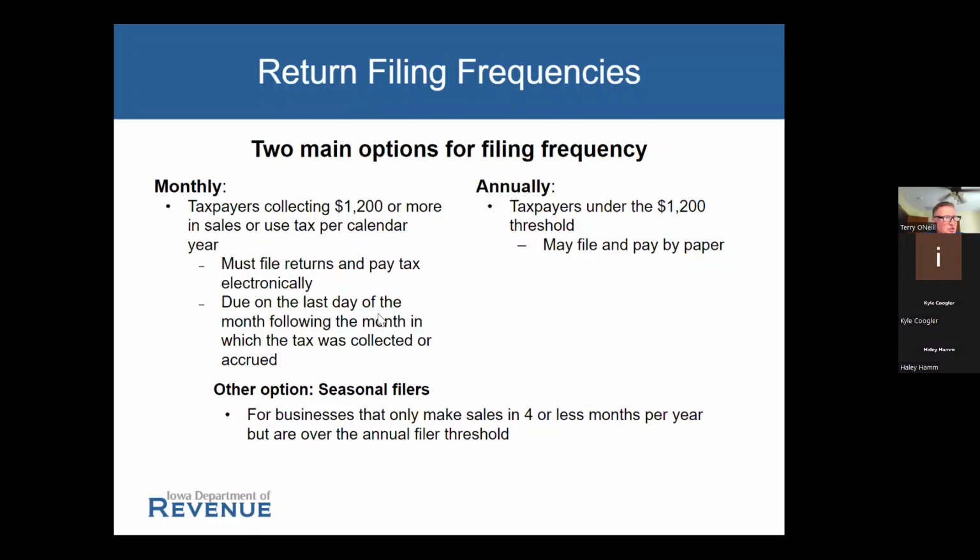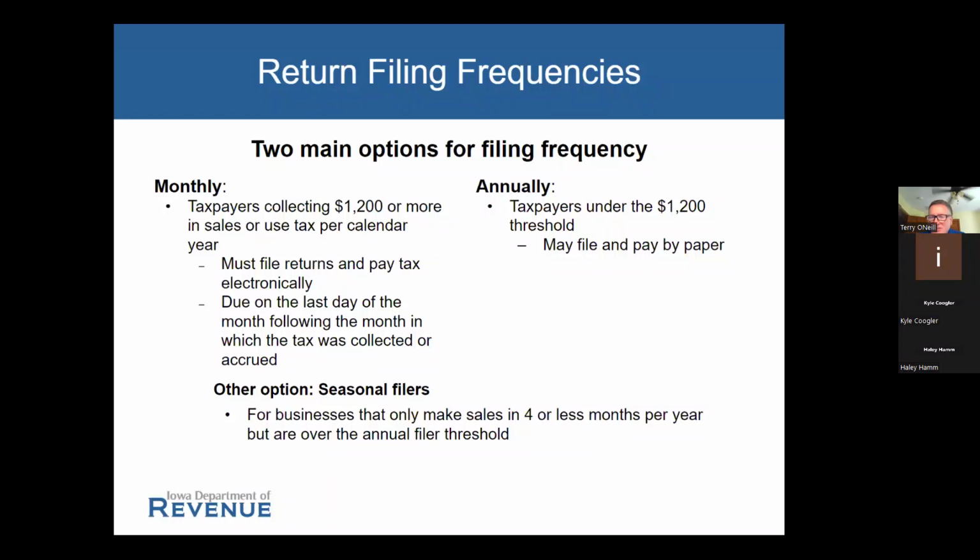There's another option as well. We do have an option out there for seasonal filers. Maybe this could be for businesses that make sales in 4 or less months per year, but they are over the annual filing threshold. What's an example of one of these?